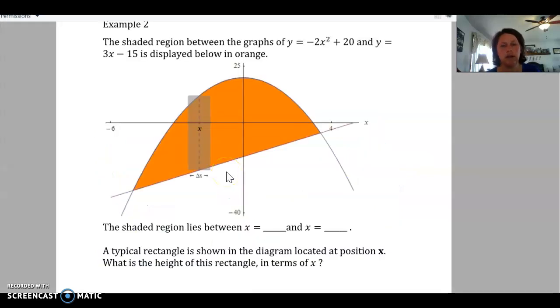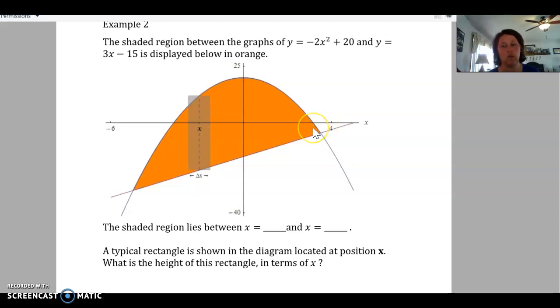Alright, and here's example number 2. So example number 2 is the one that kind of seems lengthy, but it's just breaking it all up for you. So the shaded region between the graphs of y equals negative 2x squared plus 20 and y equals 3x minus 15 is displayed below in orange. So we have a quadratic equation that opens down again, along with a linear equation that cuts across it. And then we want to find the area of everything in the orange.